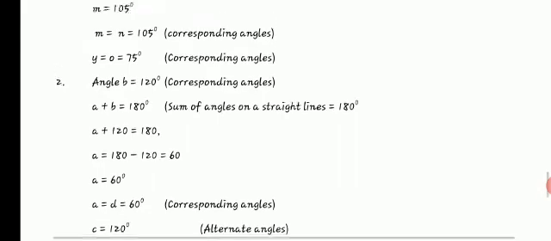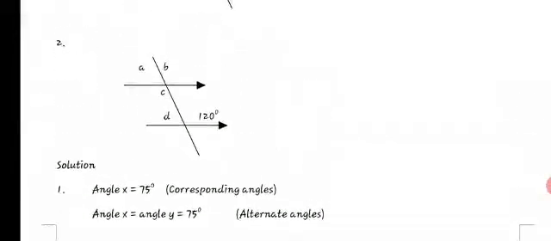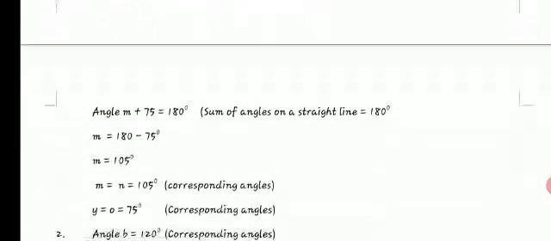C is equal to 120. If you look at the question, your angle C and the angle of 120 are alternate angles. That's why I said C is equal to 120 degrees.